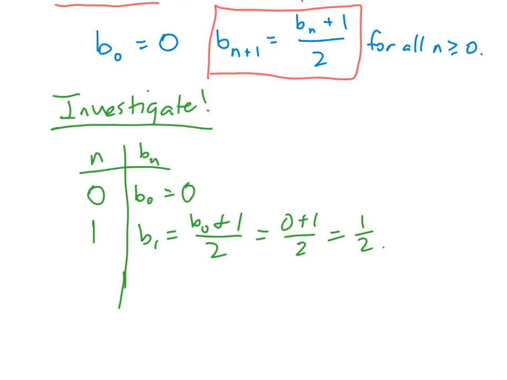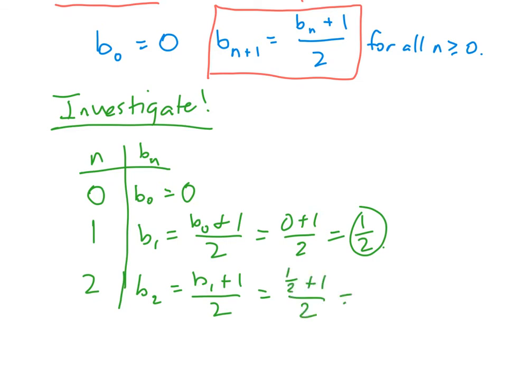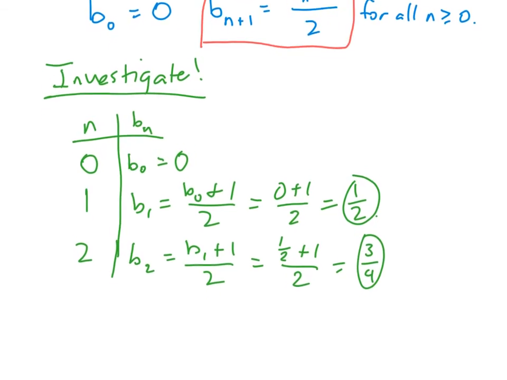All right, let's see what happens if n is 2. If n is 2, then b sub 2 is, let's see, that's going to be b sub 1 plus 1 over 2, which is, well, b sub 1 was 1/2. So that's 1/2 plus 1 over 2. I believe that's 3/2 over 2. I think that's going to come out to 3/4. Okay, that's cool. That's interesting. So now I've got fourths. I don't know, this might get worse.